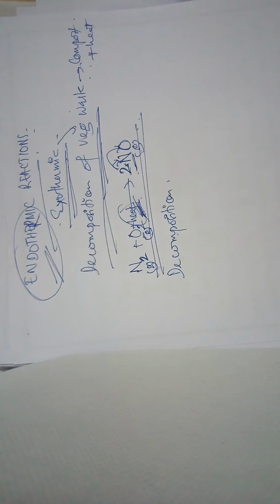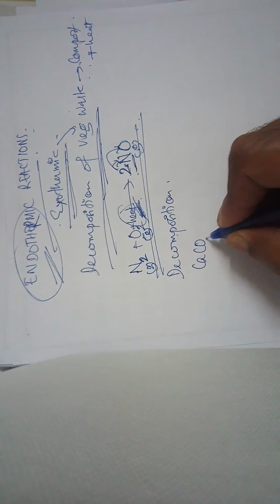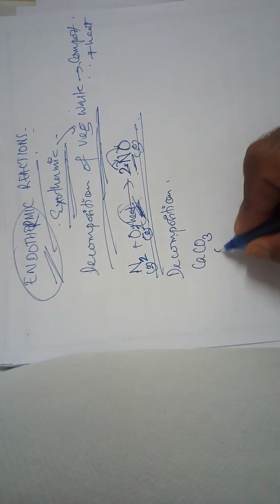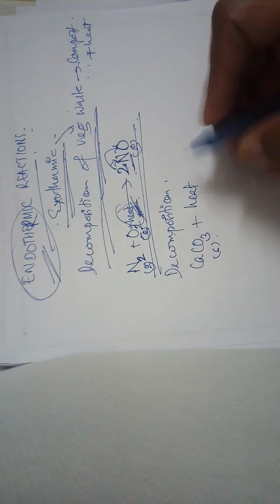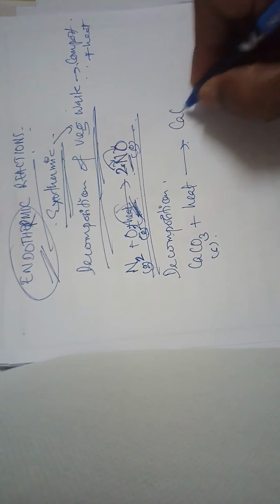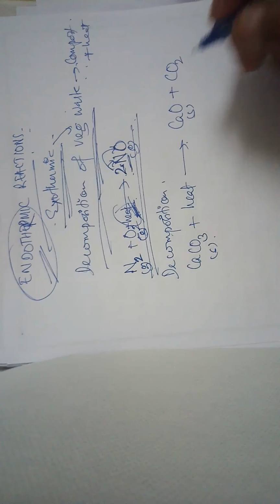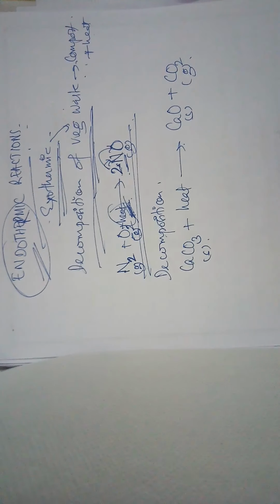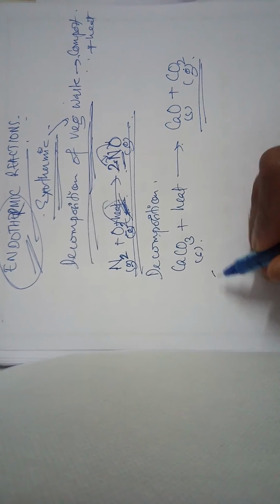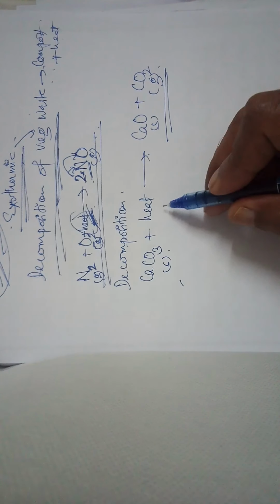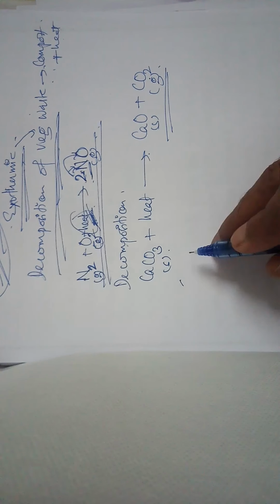For example, consider calcium carbonate, CaCO3, which is in the solid form. When heat is applied, calcium carbonate is heated and forms calcium oxide, which is also in the solid form, and carbon dioxide is evolved, which is in the gaseous form. Carbon dioxide and calcium oxide are on the product side, and on the reactant side is calcium carbonate, heated, that is, heat is supplied. The decomposition of calcium carbonate is an endothermic reaction because heat energy is absorbed in this reaction.